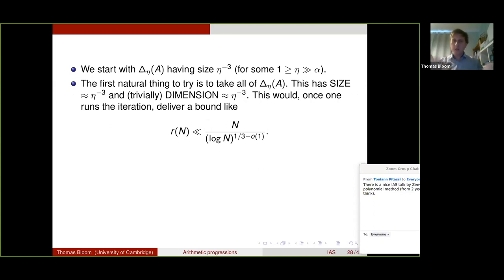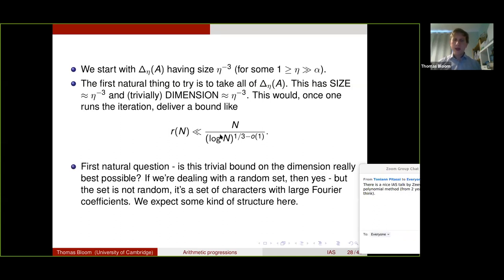And you can indeed feed those parameters in and turn the handle and run this density increment procedure. It would deliver something like R of n is bigger than n over log n to the 1/3, if you put these two parameters in. So how do we want to improve on this upper bound? The first natural question is: is this trivial upper bound of the dimension really sharp? Let's still take the whole spectrum, size eta to the minus 3. Can we improve the dimension?